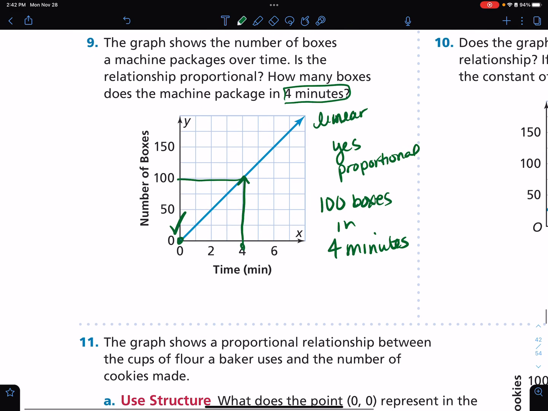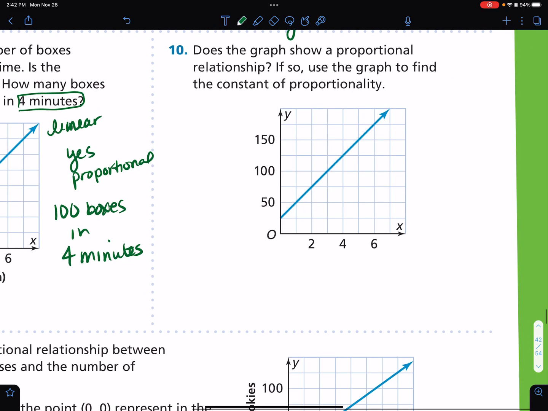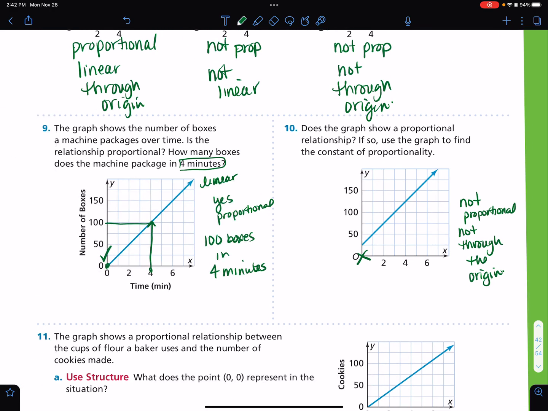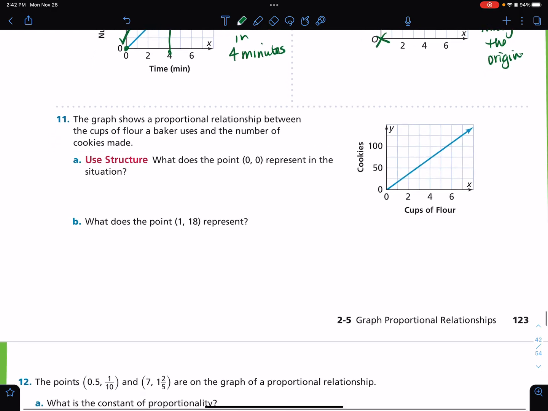All right, we're going to go to number 10. Does this graph show a proportional relationship? And here's why. No. Not proportional. Not through the origin. All right, let's do 11.